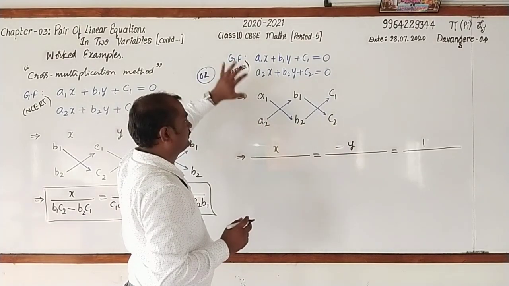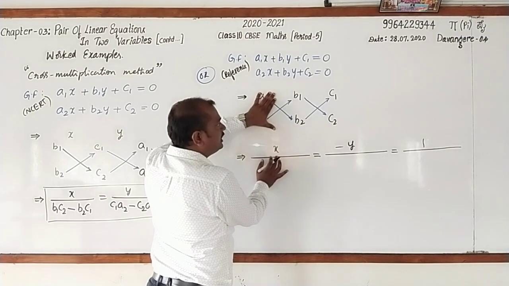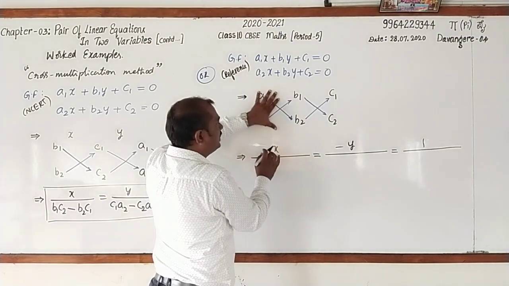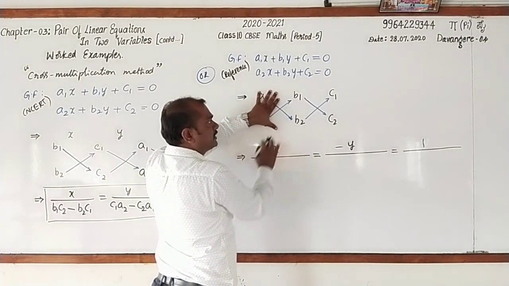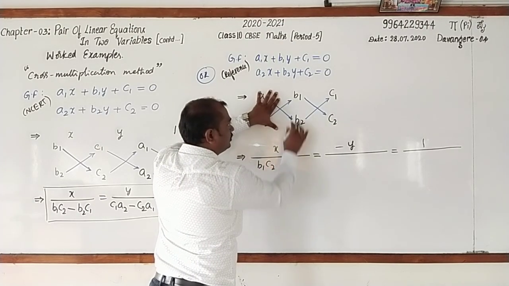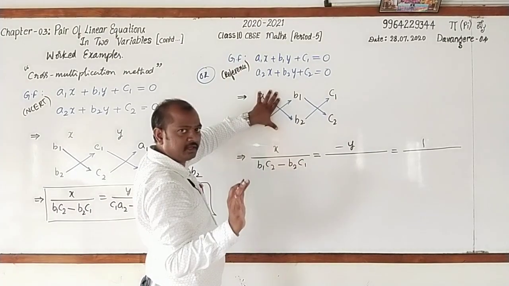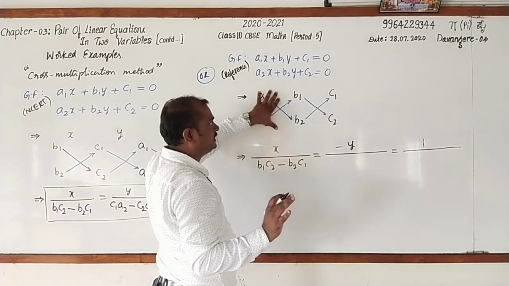Observe carefully. For writing the terms with respect to x, leave A1 and A2. These are the coefficients of x. Remaining, B1 C2 minus B2 C1. Clear? I hope that you find it easier.